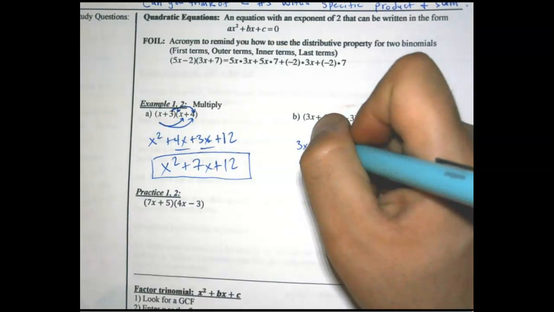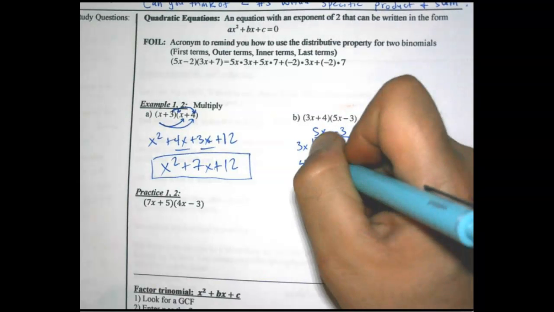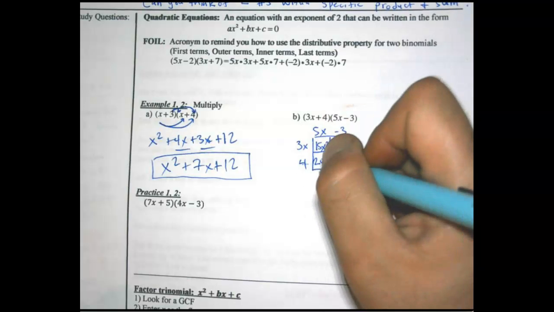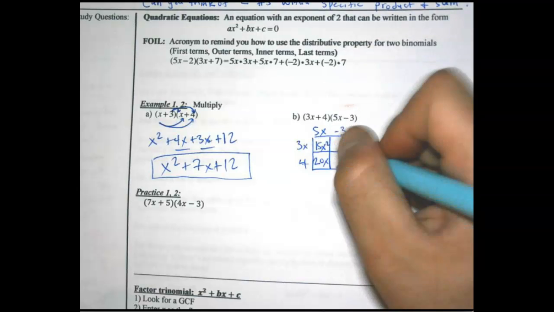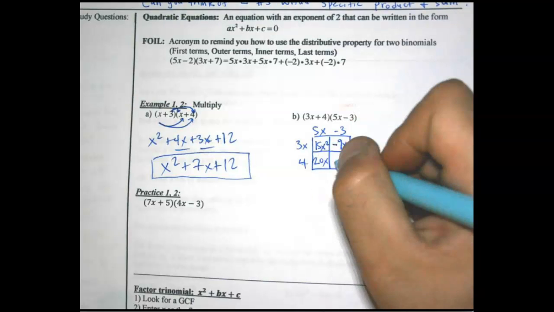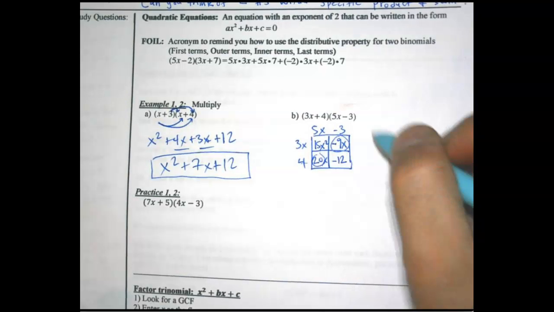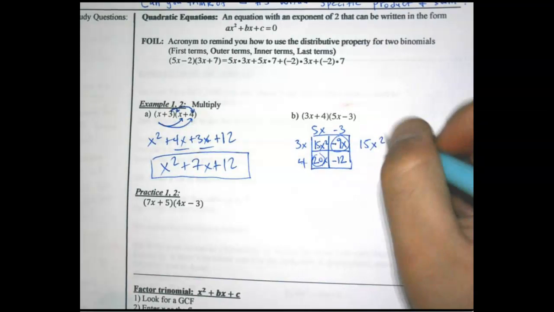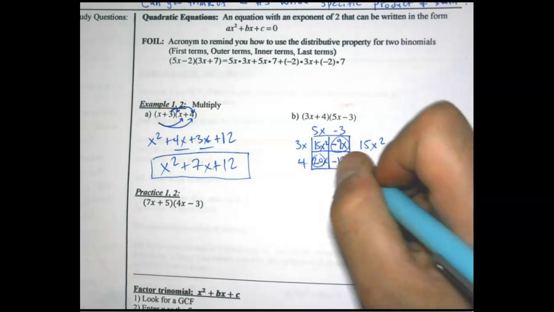So 5x times 3x, 15x squared, 5x times 4, right? You're just lining up whatever terms line up in that box and multiplying. 5x times 4 is 20x. Here, 3x times negative 3 is minus 9x. Then negative 3 times 4 is minus 12. Your like terms, 20x and minus 9x, you can combine those. 15x squared, 20x minus 9x is 11x, and then the minus 12.